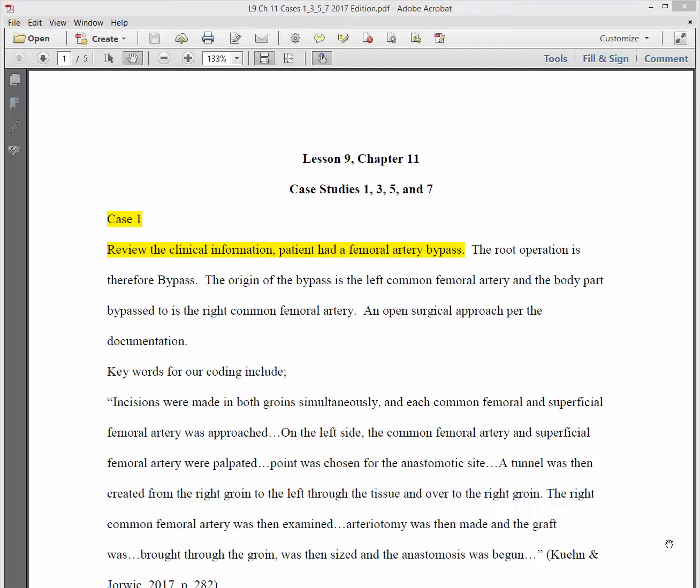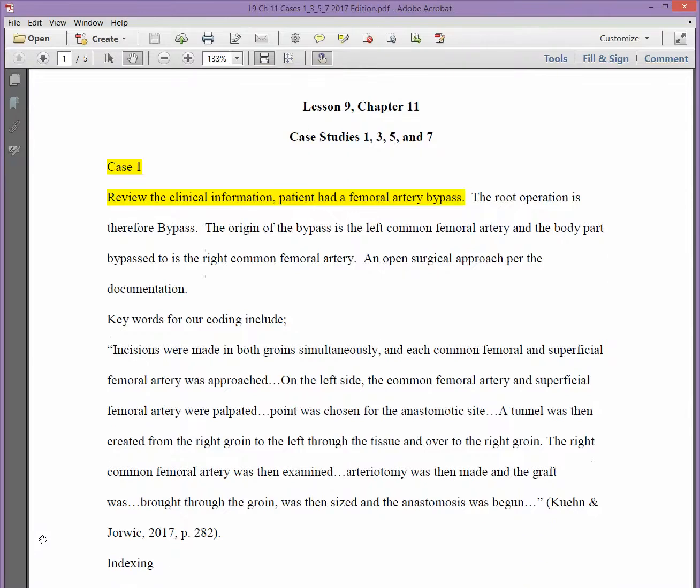The origin of the bypass is the left femoral artery, and the body part that is being bypassed is the right femoral artery. An open approach is per the surgical approach per the documentation. Some of the key words from the clinical information is incisions were made in both groins simultaneously, and each common femoral and superficial femoral artery was approached.